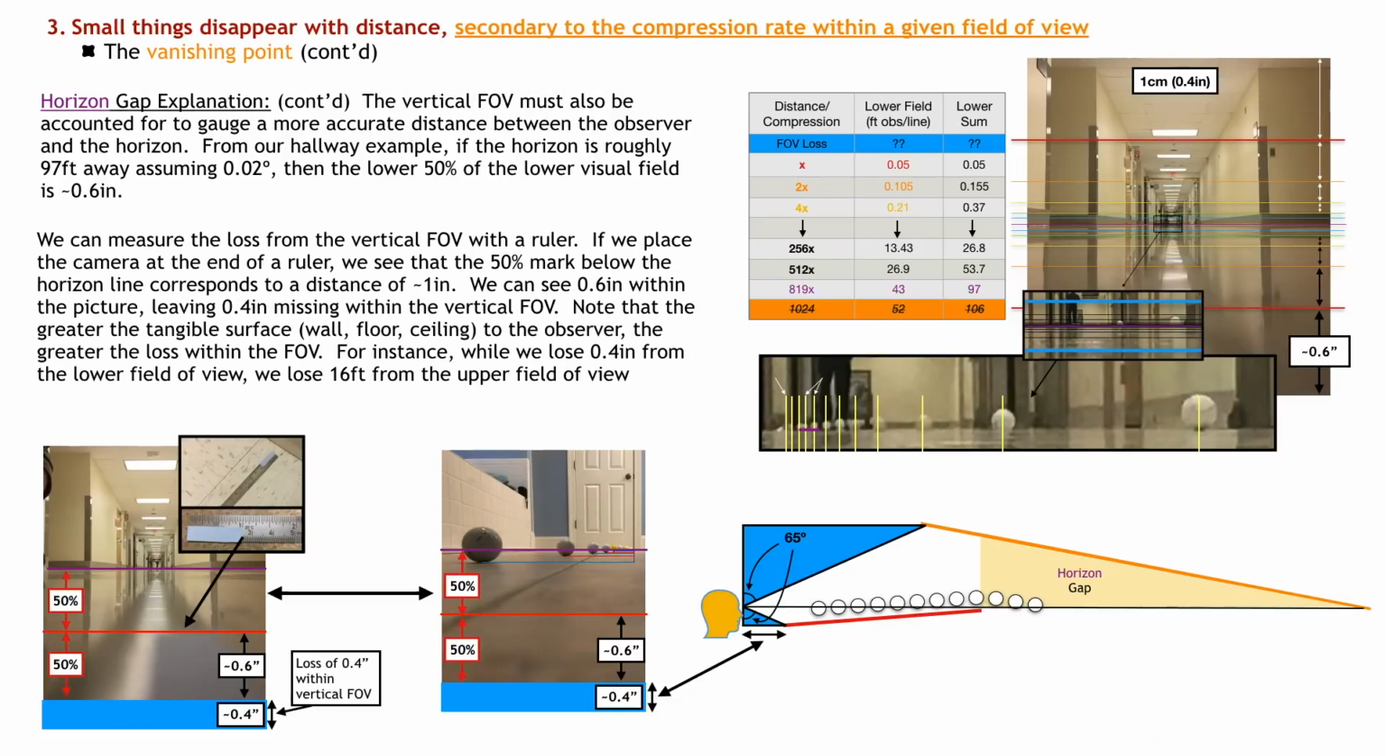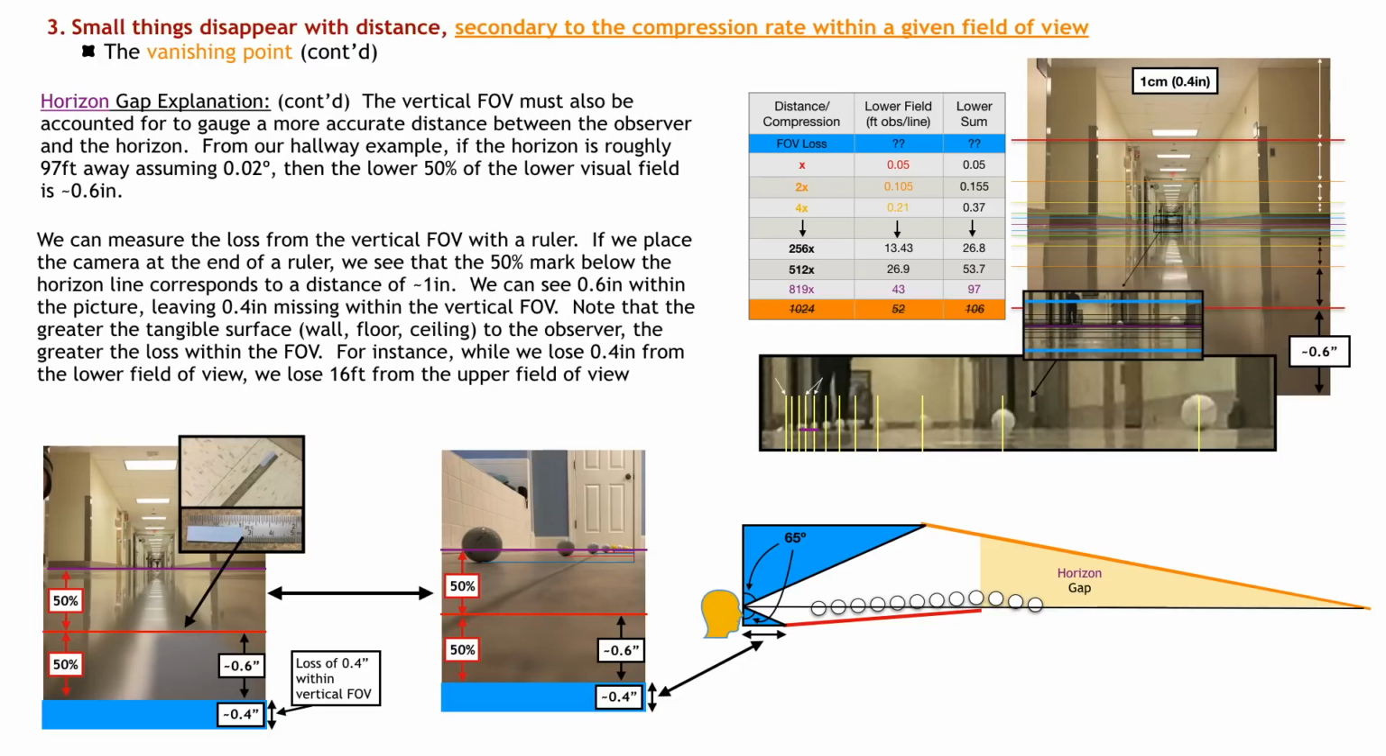So the final thing is, what about the information that I don't see at all that I know is there between the observer and the first pixel within the frame? And this is the vertical field of view. So what is lost in that vertical field of view, and how does it change with height? The vertical field of view must also be accounted for to gauge a more accurate distance between the observer and the horizon.